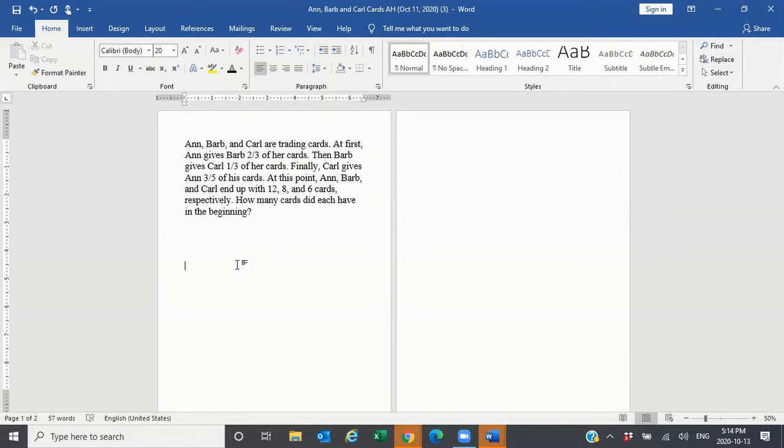At this point, Anne, Barb, and Carl end up with 12, 8, and 6 cards, respectively. How many cards did each have in the beginning? Now, so we could focus on the individual parts of this question, I'm going to make each important sentence a different color.